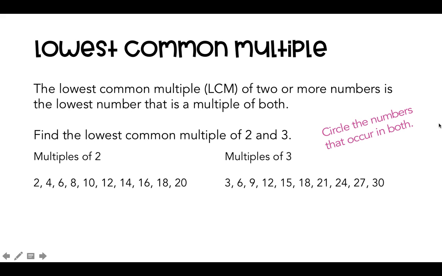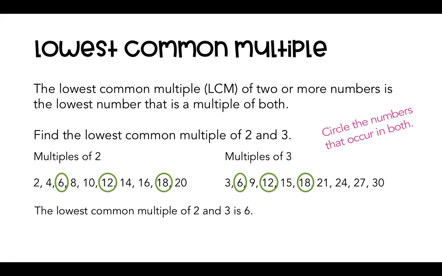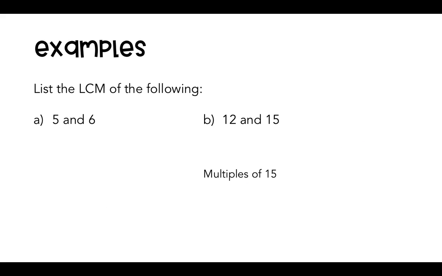Now, write this somewhere: you're going to circle the numbers that occur in both. Make sure you write down that instruction, so that you remember when you look in your rules book how to do this. So 6 is in both, 12 is in both, and 18 is in both. Now we're looking for the lowest one there. The lowest here is 6, so the lowest common multiple of 2 and 3 is 6. Let's do some examples. Oops, I've given you a hint there by mistake.